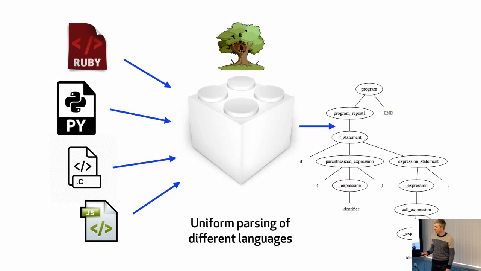So what is Tree-sitter? Tree-sitter is a library for parsing source code. It's written in C and C++, and it's designed to be used in applications like Atom or GitHub.com that deal with code written in many different languages. And so the idea is that you can use Tree-sitter to parse files written in a variety of languages, and it'll produce syntax trees for you that all have the same API and the same format.